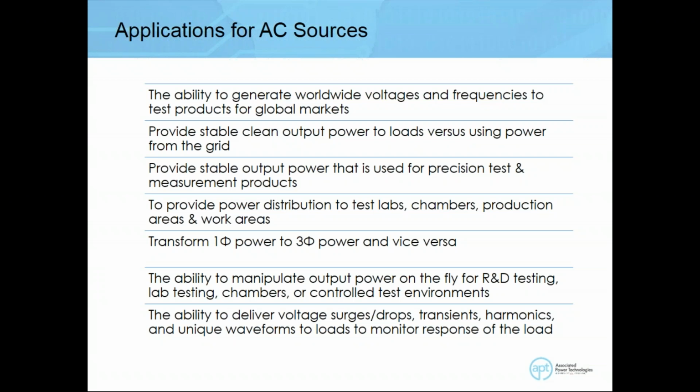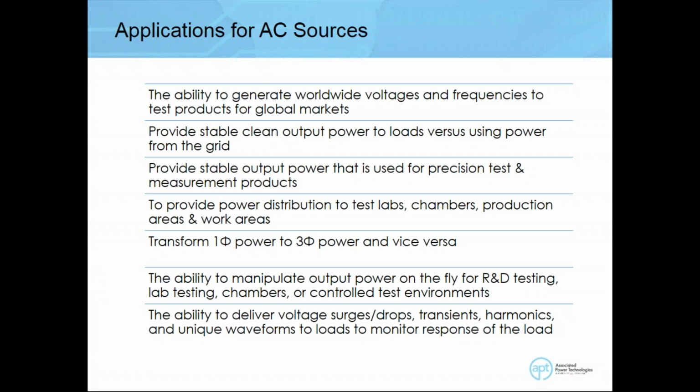Now, in order to provide clean power to your product, an AC source allows you to have a clean, low THD, which is the total harmonic distortion. It allows you to have clean power compared to a wall outlet.